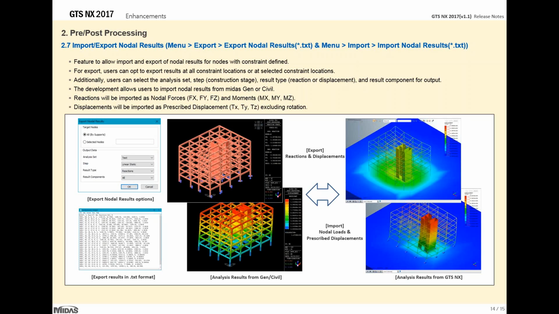Before you import the results, you have to make sure that you have imported the MXT file so that the same node number is maintained in both the softwares. So the first thing is to import the MXT file, and then you can go to Midas Gen, export the nodal results and take them through a text format into Midas GTS NX. Let me demonstrate how.